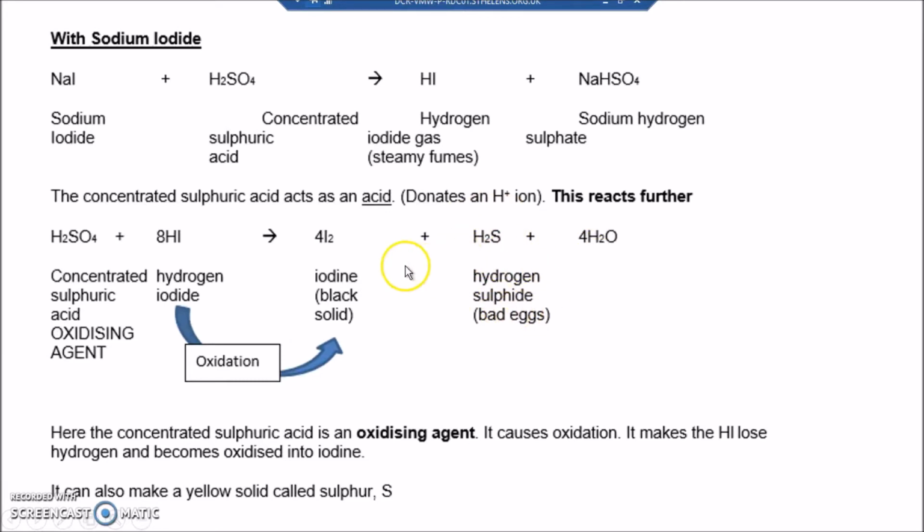It can also at the same time go through another reaction. You don't need to know the equation for that, but it can actually make a yellow solid called sulfur. So it can go a little bit further and oxidize this hydrogen sulfide to form sulfur. In this case, it's acting as an oxidizing agent because it's oxidizing the H+ I- to make I2, oxidation state -1 to 0.